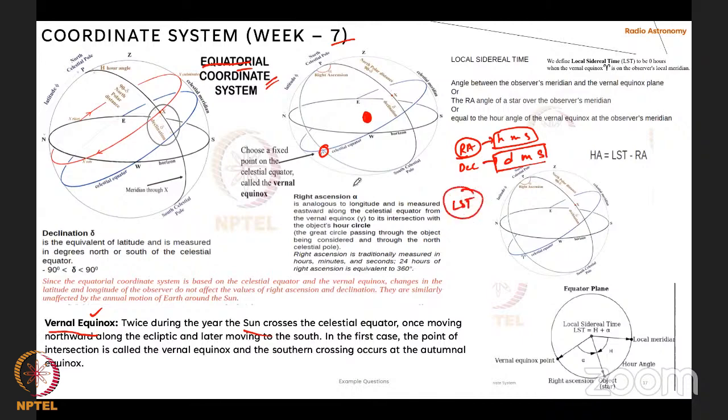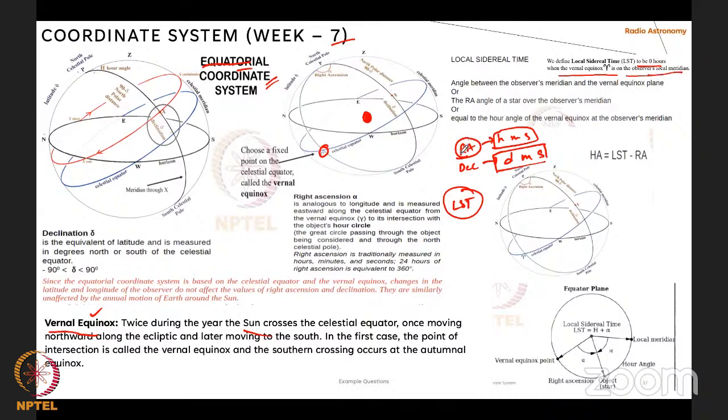Okay, when you study any other coordinate system, this LST depends upon the... and the full form of it is local sidereal time. So local sidereal time is defined as: it should be 0 hours when the vernal equinox is on the observer's local meridian.